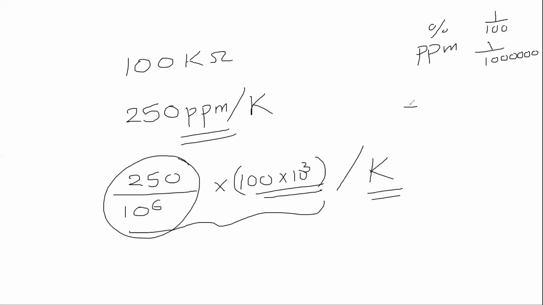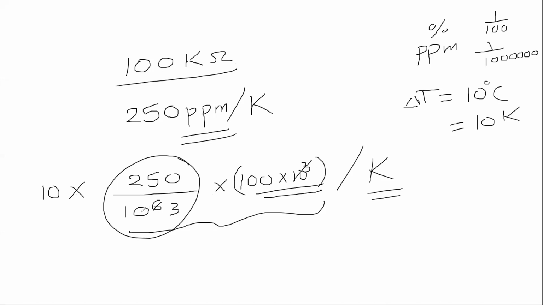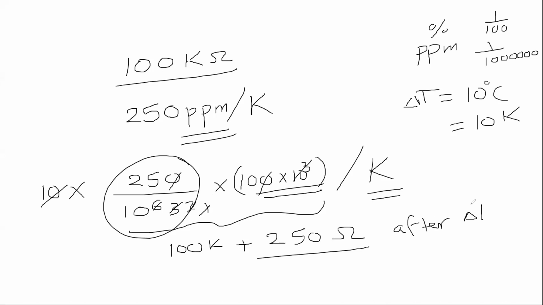So for example, if the delta T was 10 degrees centigrade, which is exactly 10 degrees Kelvin, then the change in the value of this resistance will be 10 times this. You can see 10 to the power 3, and the other factors, so it's going to be a 250 ohm change. So for 100K, it's going to add 250 ohms after the temperature increases by 10 degrees Kelvin. Is that clear?